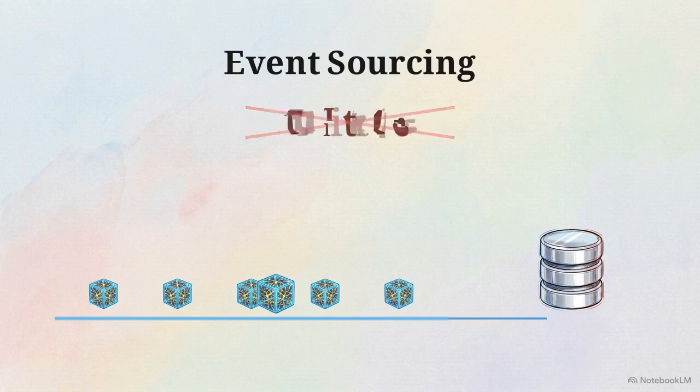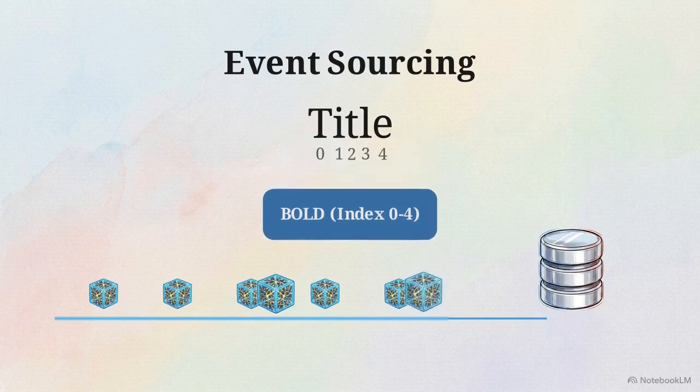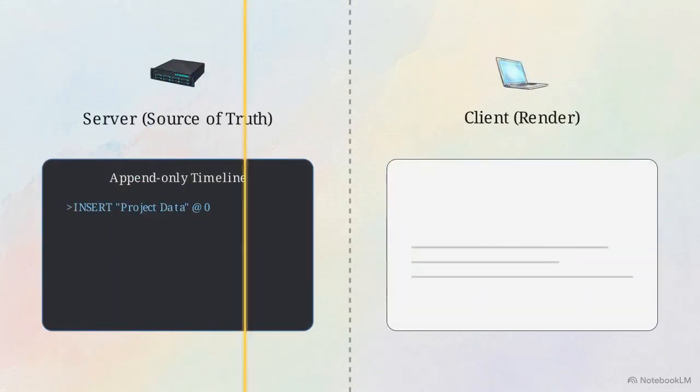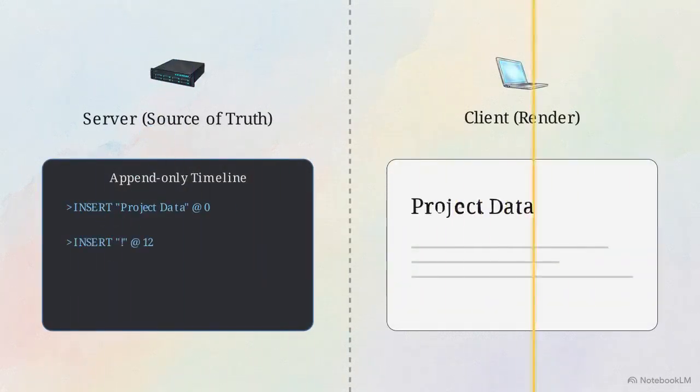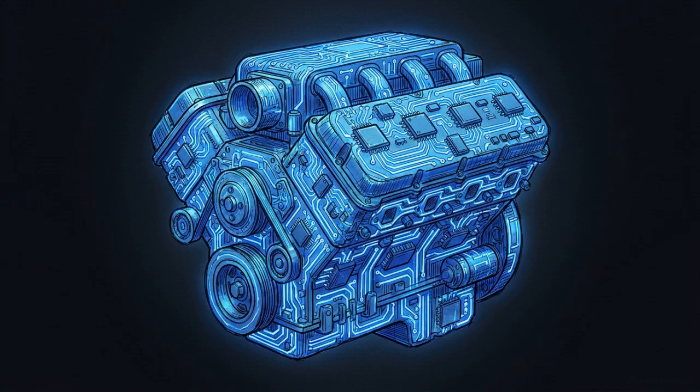This same logic integrates features like text formatting and user comments. Formatting is not saved as HTML embedded in the text. It is stored as a separate metadata operation tied to specific index ranges on the timeline. The document on the screen is a client-side render. The source of truth on the server is just a timeline of mathematical operations. We have a highly optimized engine for the editing state.